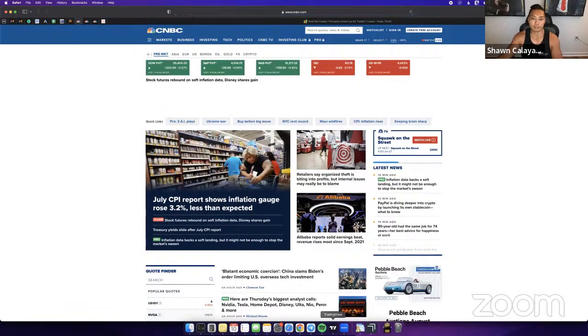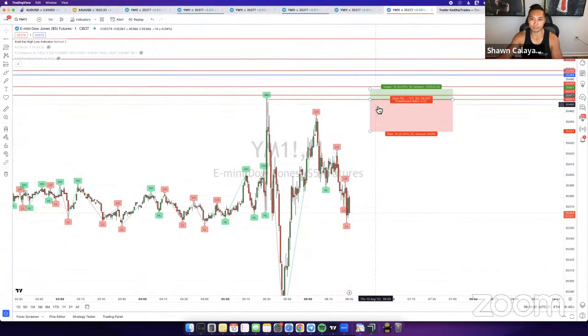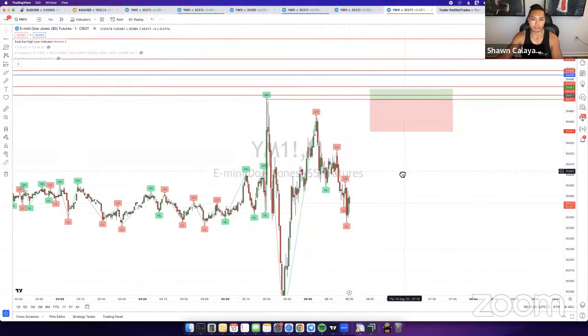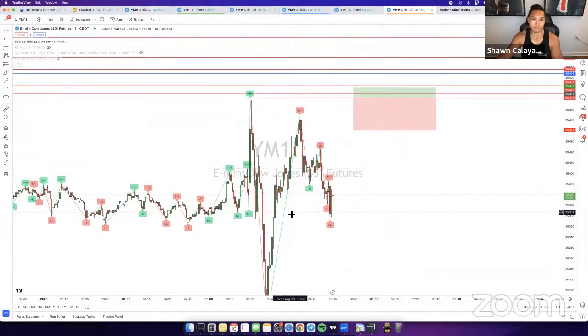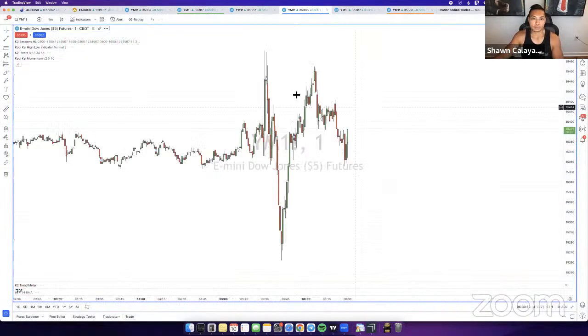So with that said, I'm expecting price to probably go up today. So if you're looking for liquidity, it's going to be up there. But again, just be patient with it. We had CPI news this morning, so obviously the market is going to be moving a little crazy today. So we'll see where this ends up going, guys.